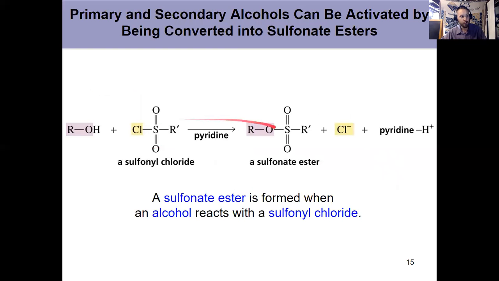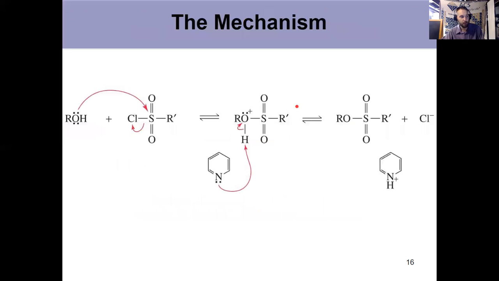They've come together to form what's known as a sulfonate ester, right? This part comes from your alcohol, the rest of it from your sulfonyl chloride. Those are useful because you can control the sulfonyl chloride to control the identity over here. Then that can react further.